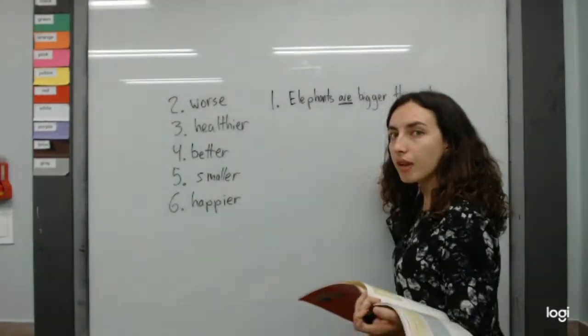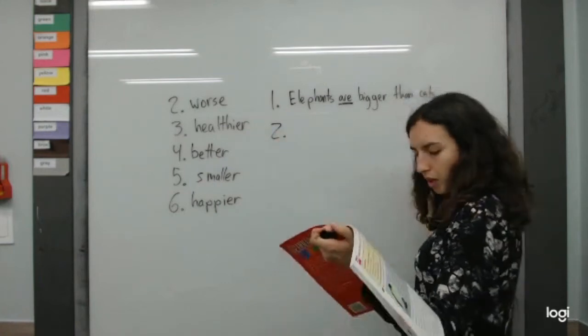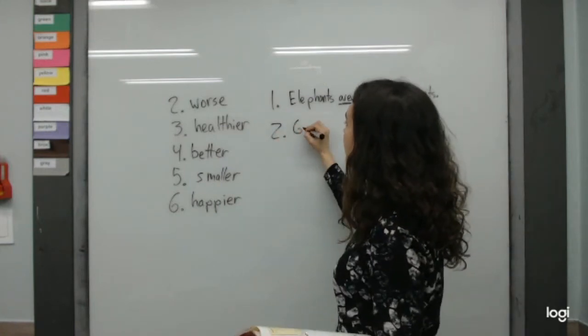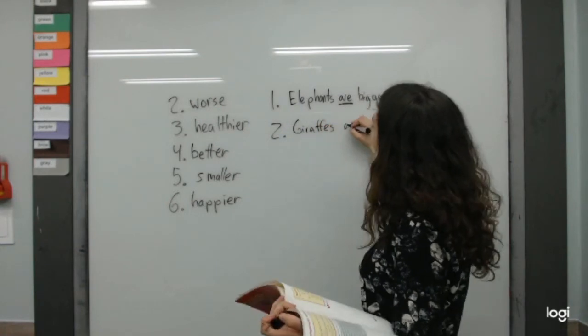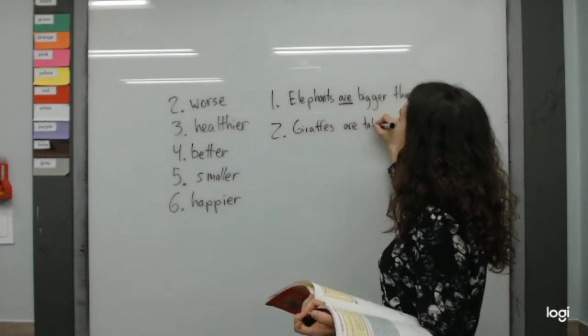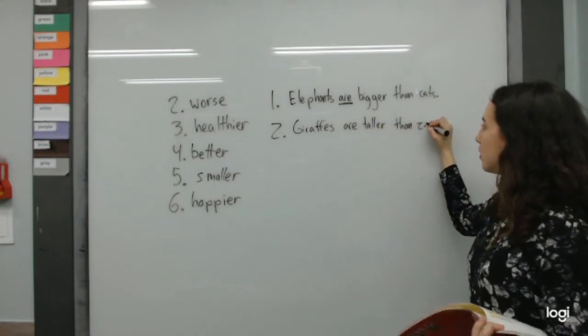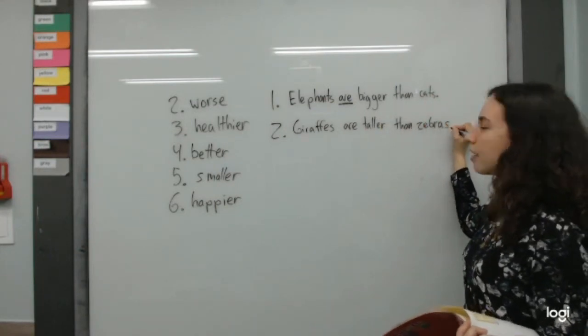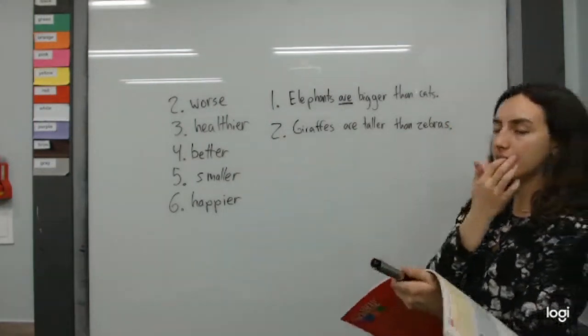Okay? The next one, we have number 2, giraffes and zebras. So we can say giraffes are taller than zebras. Okay, so finish, check your answers. I will erase this.